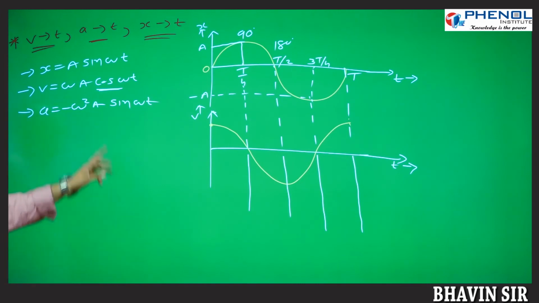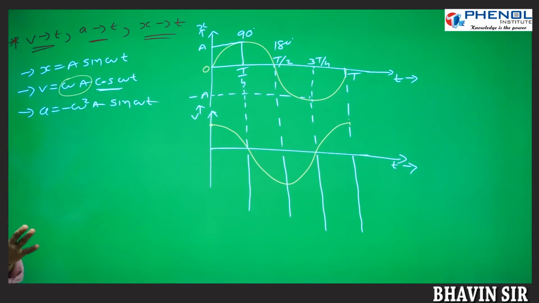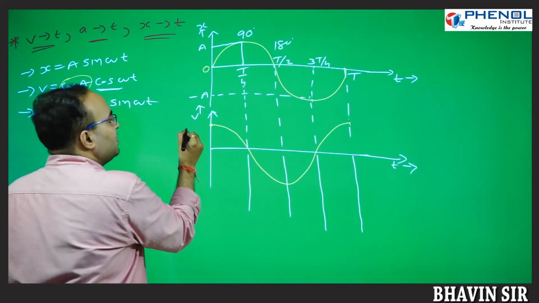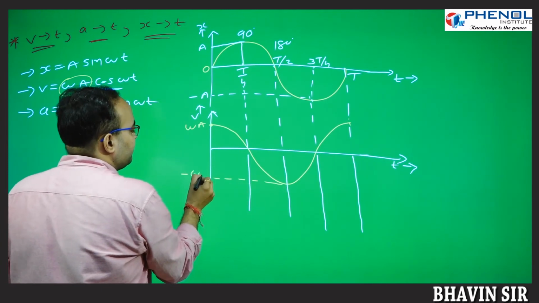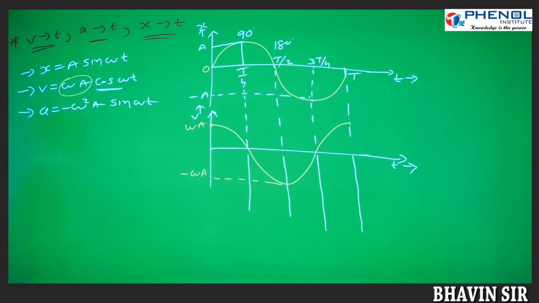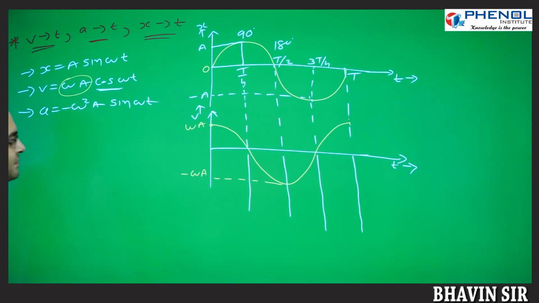Done. And see, this is known as maximum. We know the coefficient of sine and cos is known as maximum. So what is the maximum velocity? Omega a. And here what is the minimum velocity? Minus omega a. Means it is also maximum velocity but in the negative x direction.